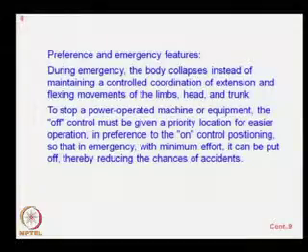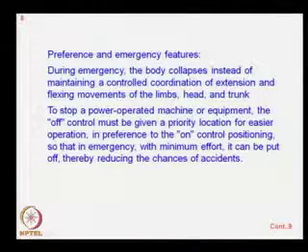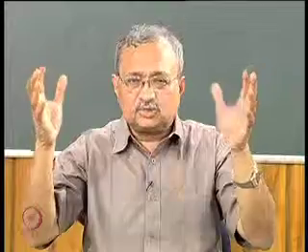Now, the preference and emergency features. During an emergency, the body collapses instead of maintaining a controlled coordination of extension and flexing movements of the limbs, head and trunk. It is said that when we are in an able state, we tend to expand our body size, but when there is any problem, we try to squeeze our body, and our limbs come closer to the center of the body.